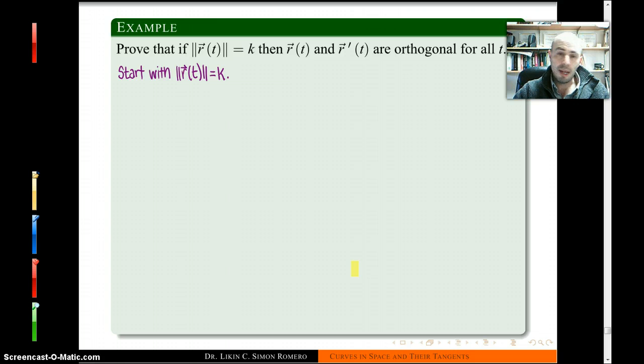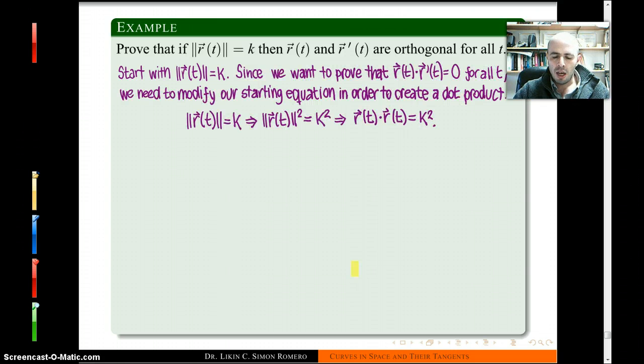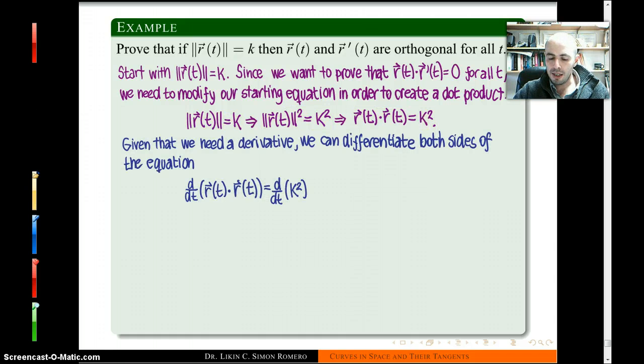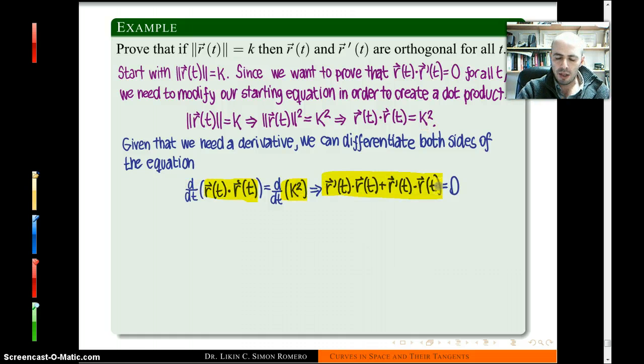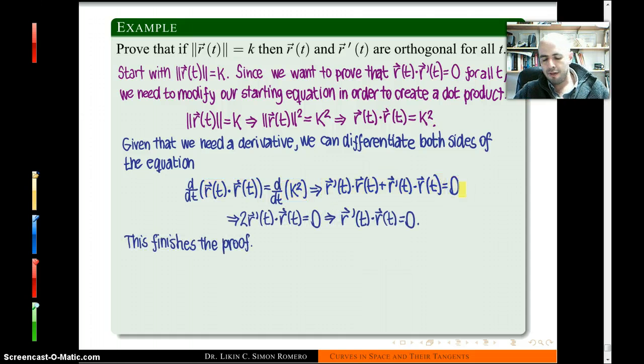We start with the magnitude of r(t) is equal to k. So the thing that we do is we raise it to the square, and notice that once we raise it to the square, we have the magnitude of r(t) squared, that's equal to r(t) dot r(t), remember, by the properties of the dot product. Now we take the derivative of both sides. Taking the derivative of both sides, I use the product rule on one side and get 0 on the other side. And notice that after simplifying, we have that r'(t) dot r(t) is equal to 0, and that finishes the proof.